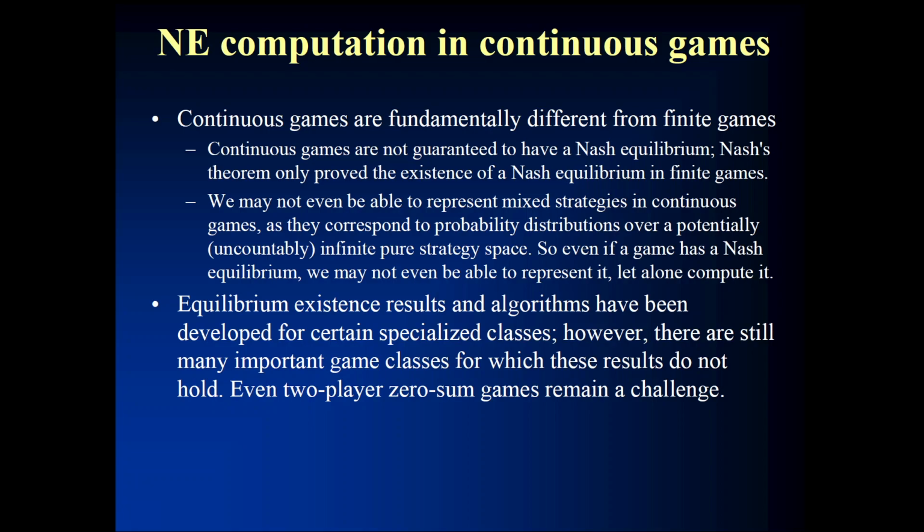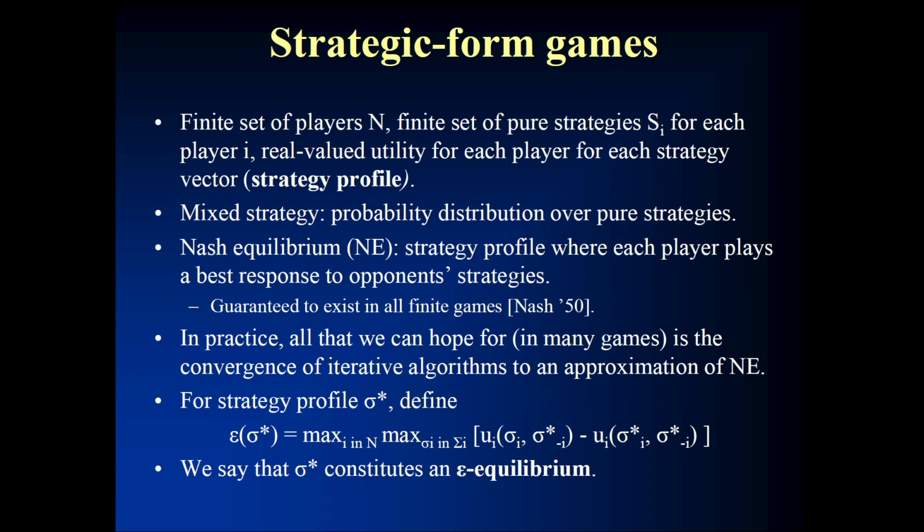Another challenge is that we may not even be able to represent mixed strategies in a continuous game because they correspond to a probability distribution over an infinite, potentially uncountable pure strategy space. So there might be a Nash equilibrium, but we might not even be able to represent it, let alone compute it. Now, there are some existence results for certain specialized classes, but these are not going to hold for many important game classes, including the game we're going to see, even for 2-player zero-sum games.